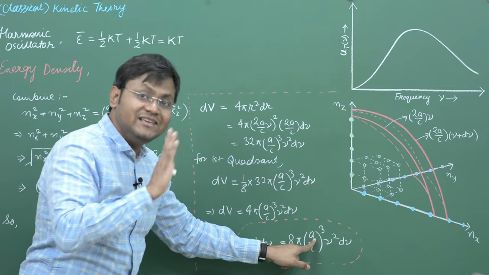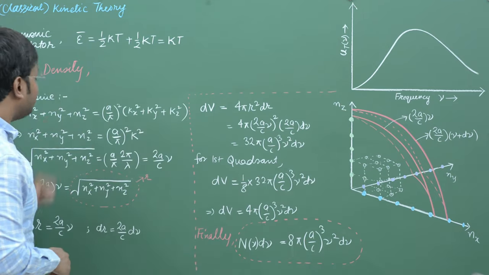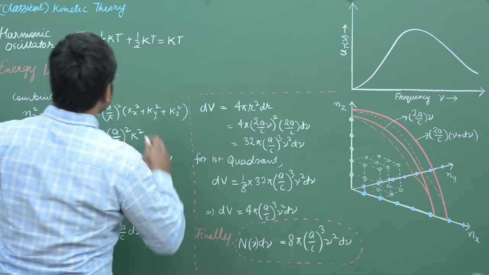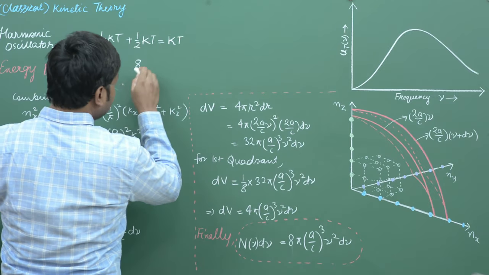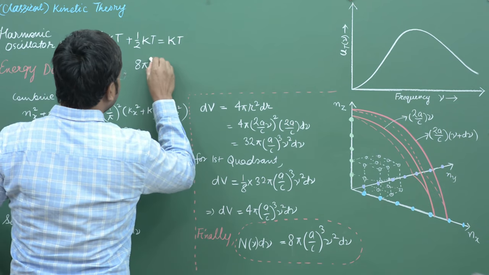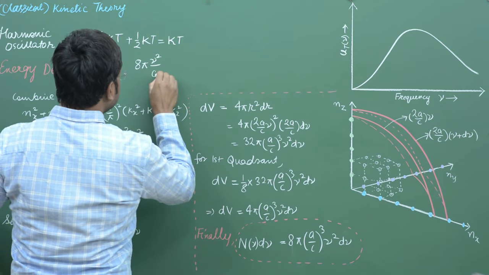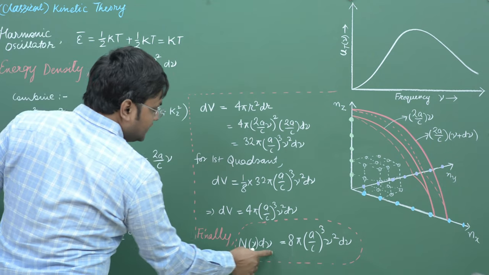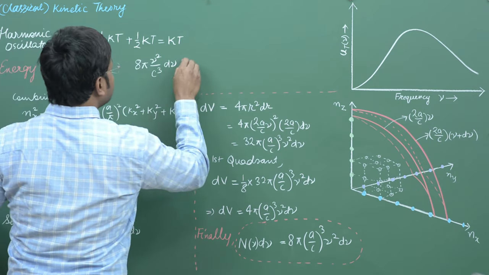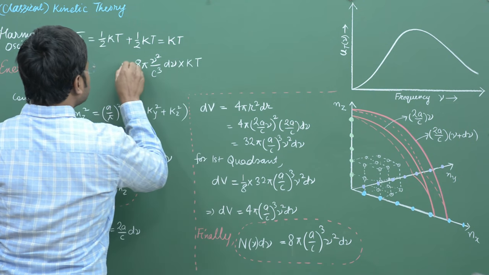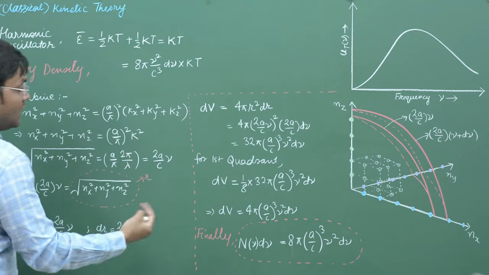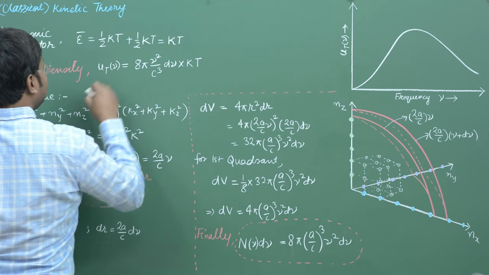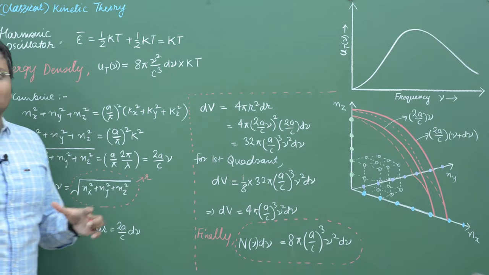All right, so what is A cube? A cube is nothing but the volume of the cubical cavity, right? So if I divide the entire thing by volume, then this will get cancelled, and ultimately we will end up getting 8 pi, and then we will have nu square upon c cube d nu, right? So this is the n nu d nu upon volume multiplied by the average energy, kT. This is the number of standing wave patterns per unit volume multiplied by the average energy, which will give us the energy density for the blackbody radiation inside the cavity.